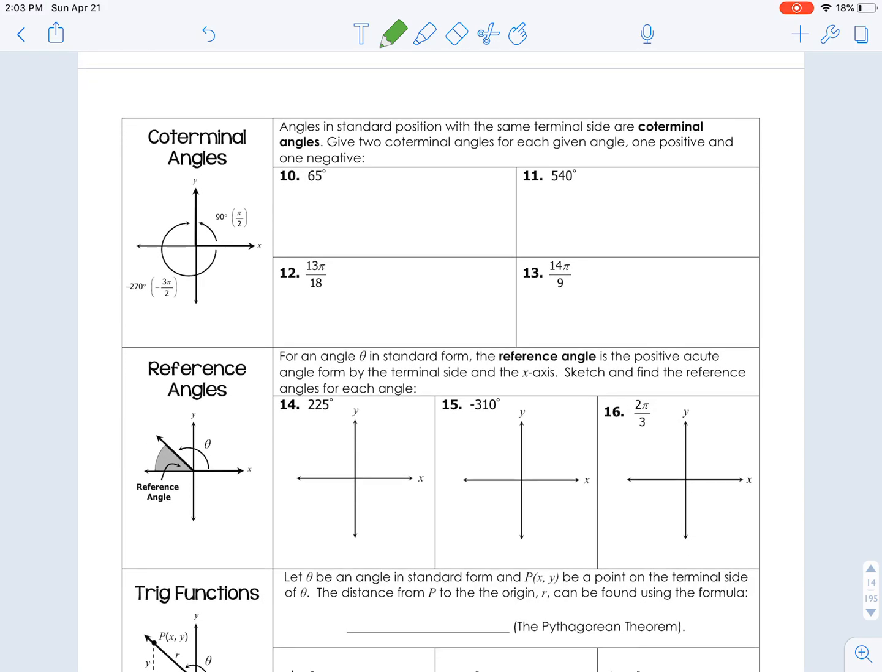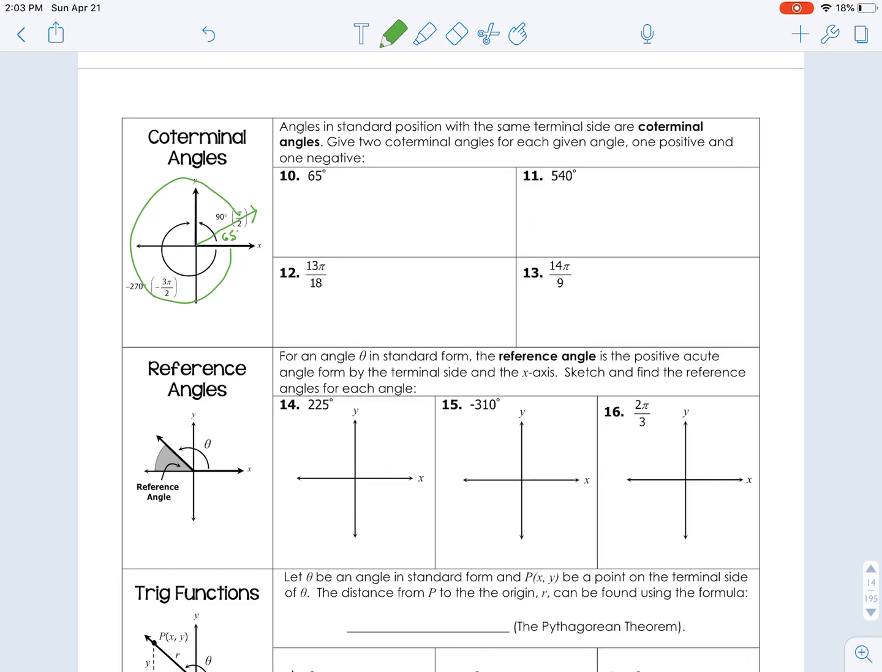Angles in standard position with the same terminal side are called coterminal angles. Give two coterminal angles for each given angle, one that's positive and one that is negative. Okay, so with this one, we have 65 degrees. So I always like to picture these things so they have meaning, okay? So if that's 65 degrees, what are two other ways to express that? One positive and one that is negative. So our negative one is going to go like this.